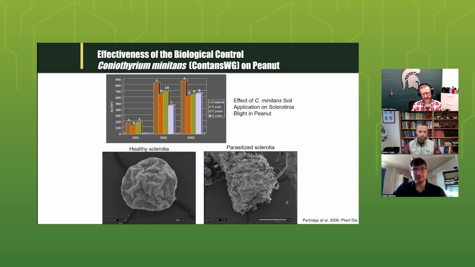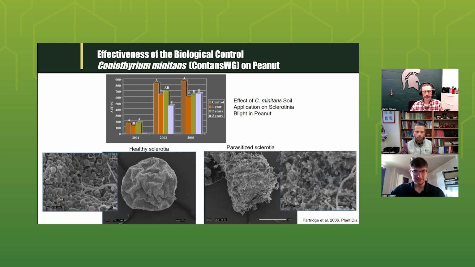One of the points I want to look at is this 2002 data. The control is when these sclerotia had 0 Contans applied, and then 1, 2, or 3 years of applications of this Contans product, looking at the development of disease, or what we call area under the disease progress curve, AUDPC. So the lower the bar, that means the less disease developed in that particular case. And so when we give these sclerotia exposure time to this Contans product, they are able to be degraded and reduce that development of white mold.